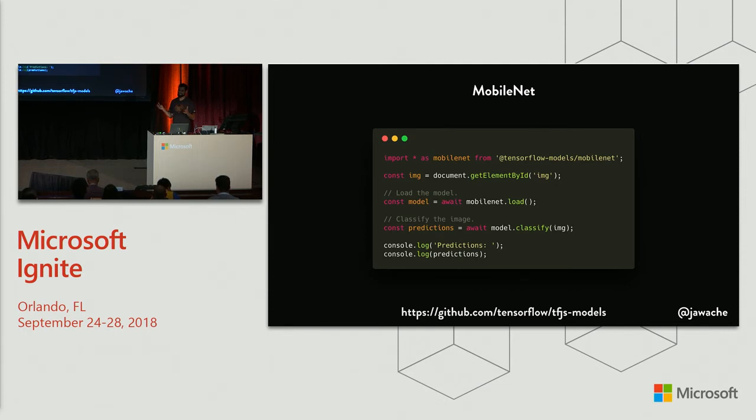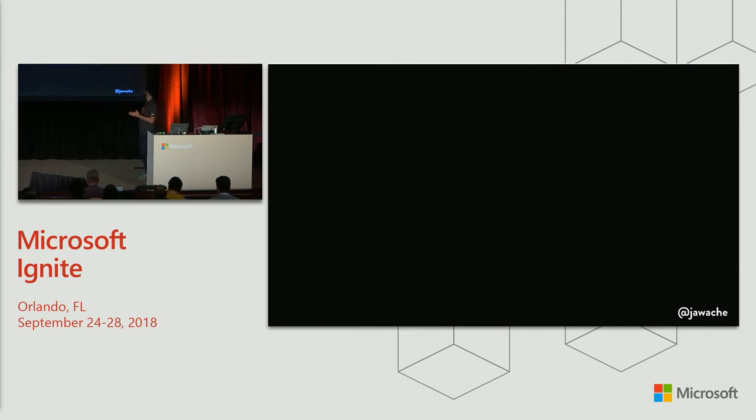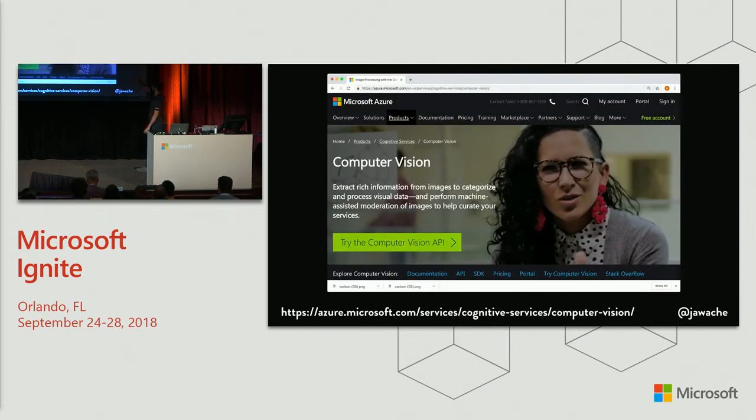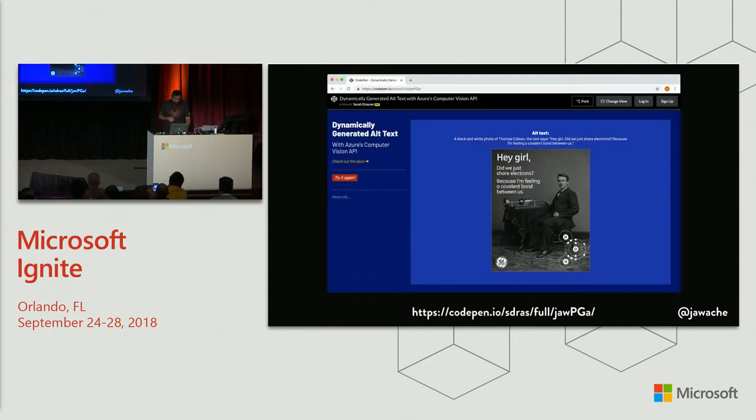Any guesses? Come on, people, you must know by now. Azure, here we go. So computer vision, we have a computer vision API. It's extremely rich. It does so much. And in fact, my colleague Sarah Drasner wrote another demo that we put on AI.js Rocks called the dynamically generated alt text.